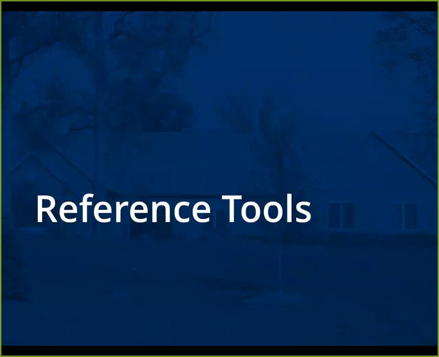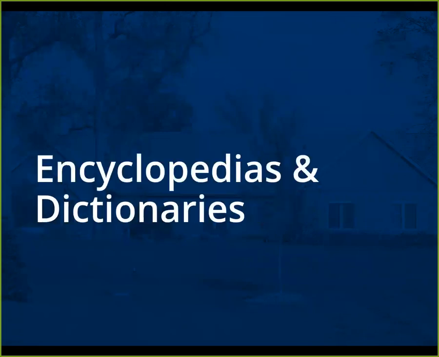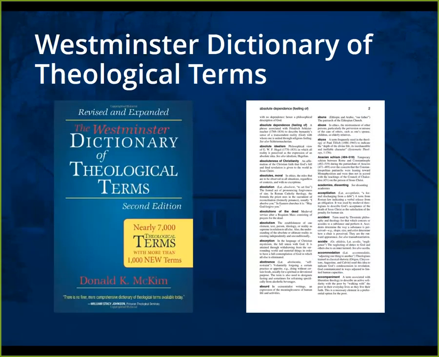So I want to talk to you about some of the specific reference tools that we have available in the library, or at least the specific kinds. So we'll start off with encyclopedias and dictionaries. I just want to give you an idea of the kinds of resources that we have in this category. I'll start off with something really simple. This is the Westminster Dictionary of Theological Terms.